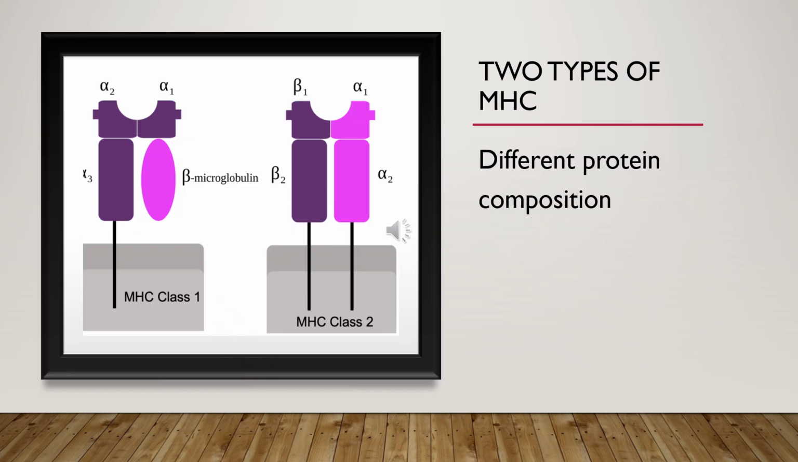There are two types of MHC. MHC class 1 is found on almost all cells. It shows antigens from inside the cells, such as viral proteins. MHC class 2 is found only on special immune cells. It shows antigens that come from outside, like bacteria. So class 1 and class 2 have different but complementary roles.